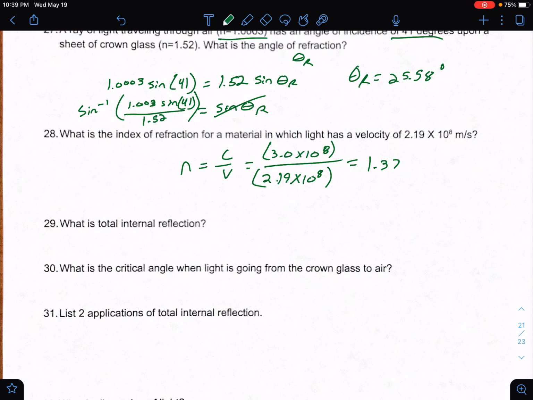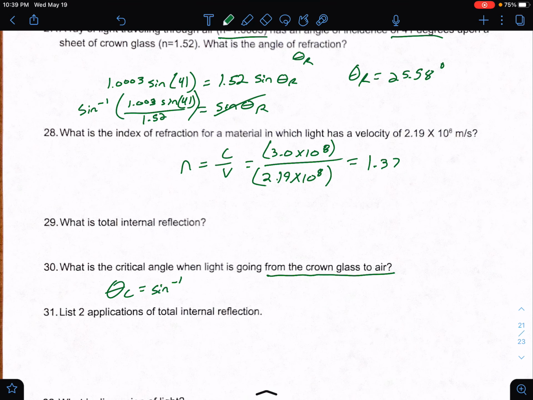30, what is the critical angle when light is going from crown glass to air? Make sure you pay attention to that. You're going from crown glass to air, so I'm looking for my critical angle. Your critical angle formula is the inverse sine of your NR, your refracted, over your NI, your incidence.